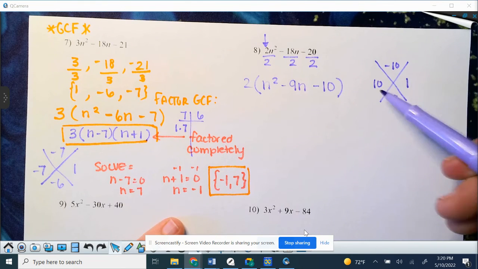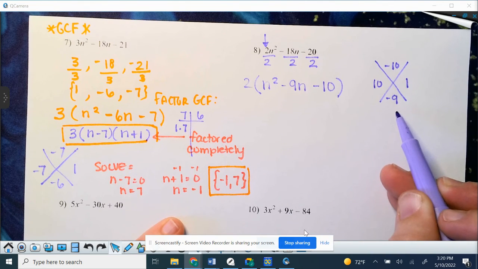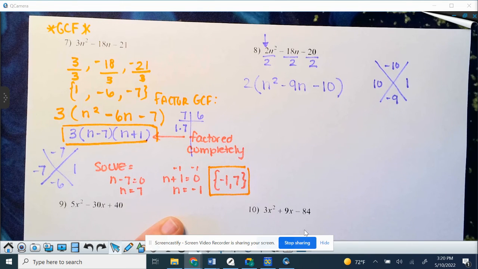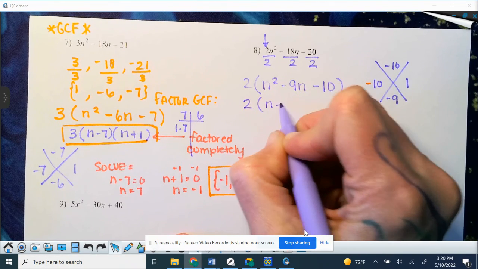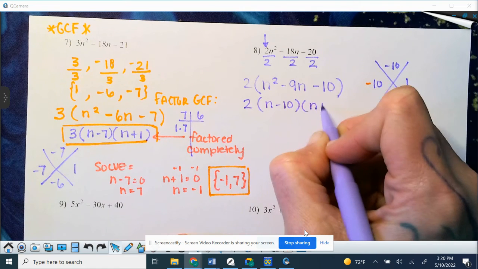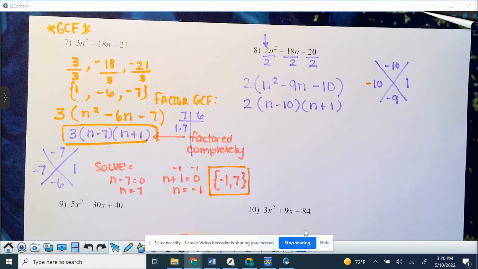One of these has to be negative because our B value is negative. And again, when B value is negative, the big one is at least going to be negative as well. So again, we have hold on to our GCF, n minus 10, n plus 1. That is factored completely.